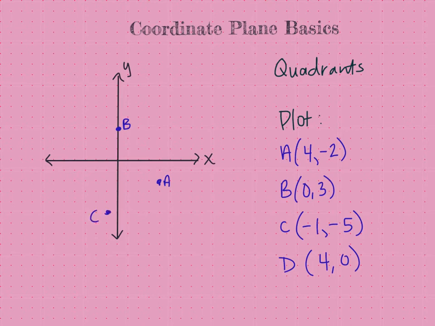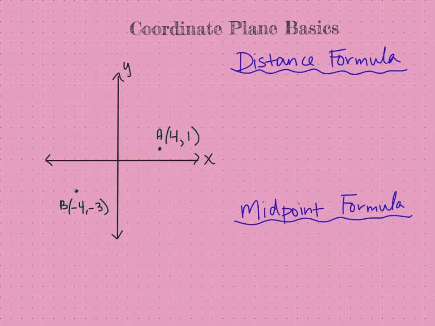And then point D is at 4, 0, meaning we're going to go to the right 4, and we're not going to go up or down at all since the y-coordinate is 0. Point D is not in any quadrant. Instead, it's on the x-axis. Notice that the y value is 0 on the x-axis.